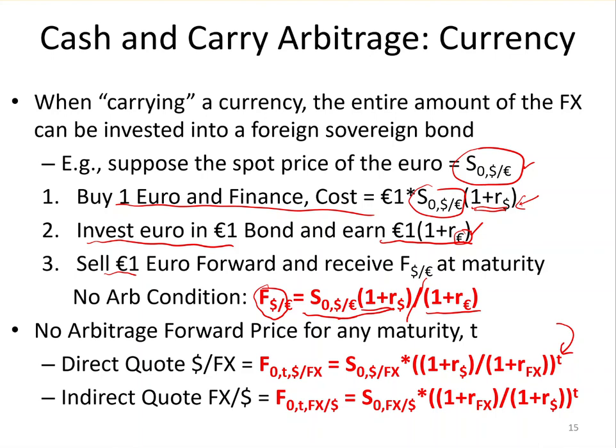Now, that formula only works for what we call direct quote currencies, those that are quoted in dollars, which are generally the euro, the pound, and a few others. However, if it's an indirect quote, say the yen, which is quoted as yen per dollar, then the no arbitrage forward price in yen per dollar is today's yen per dollar exchange rate times 1 plus the yen rate over 1 plus the US rate. So be careful when you're applying this formula.